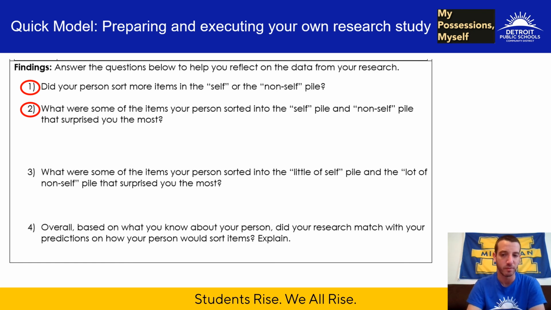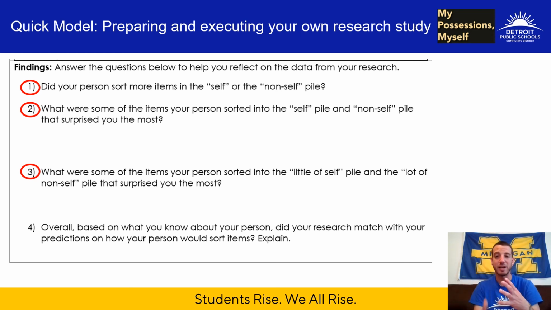You probably already made your predictions before, but right down here under number 2, which ones shocked you the most? Number 3, what were some of the items your person sorted into the little of self pile and the lot of non-self pile that surprised you the most? So now you're thinking about the little of self and the lot of non-self.